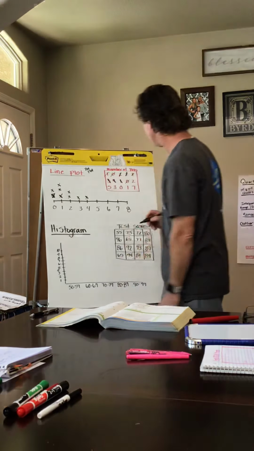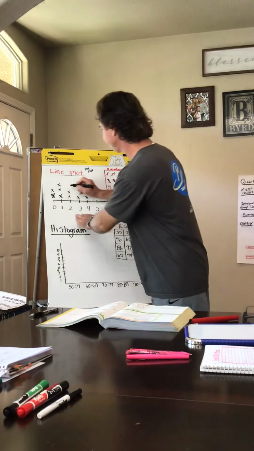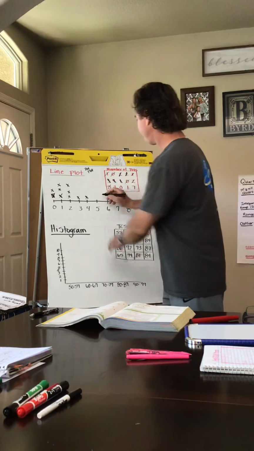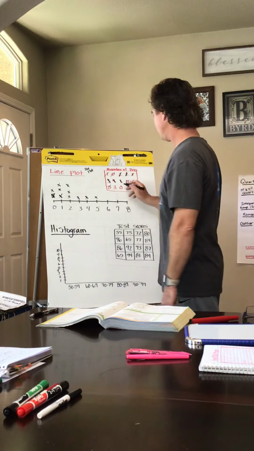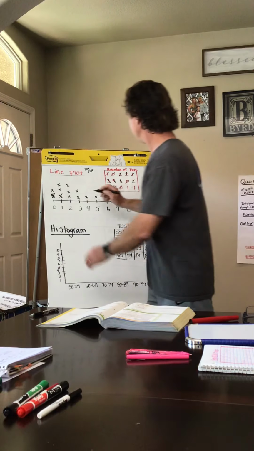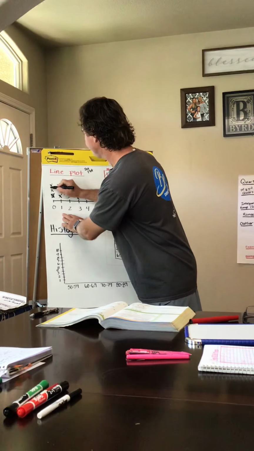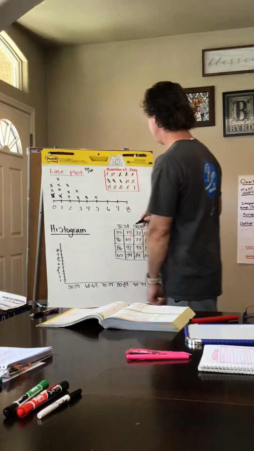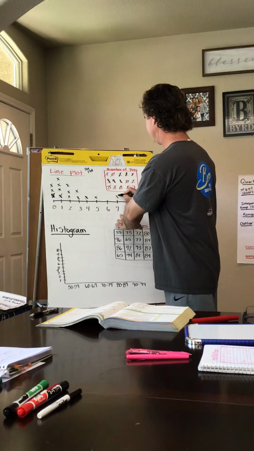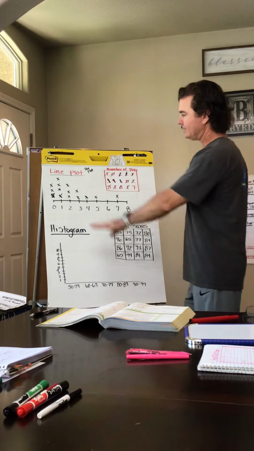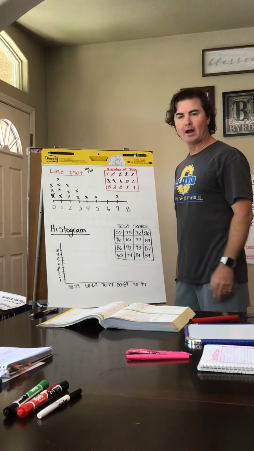Put an X instead of a 0. I have a 2, a 5, a 3 again, a 0, a 1, and a 7. Okay, so you can see my line plot here, and you can see where my X's are at.